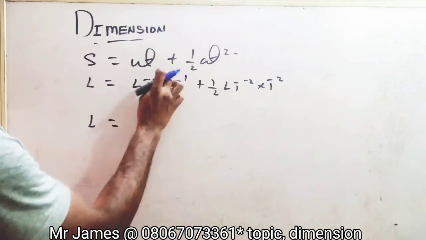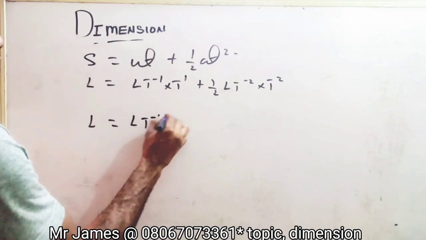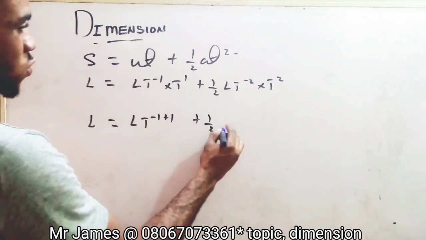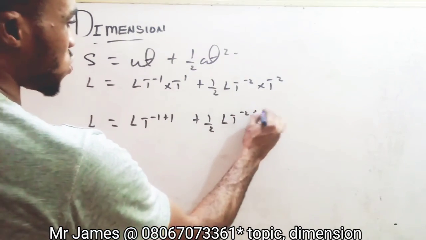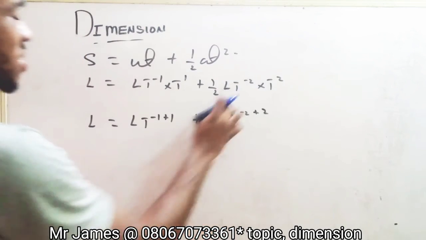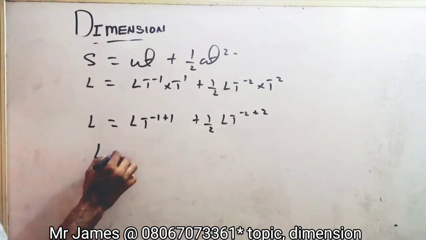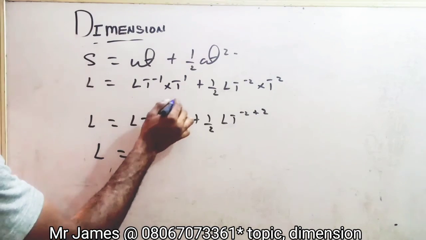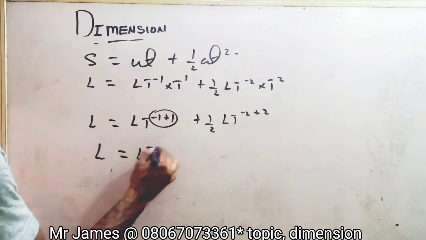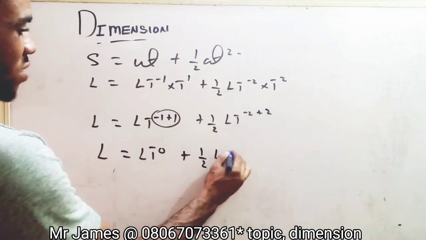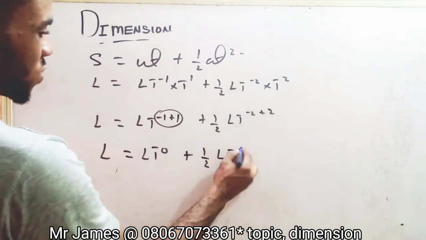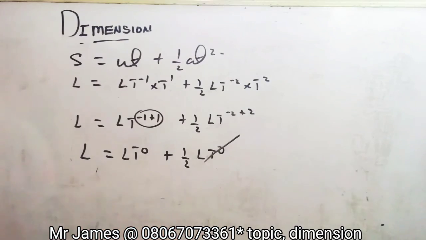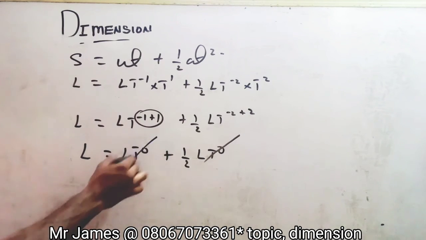This one has power 1. So add them together. I have L t raised to the power minus 1 plus 1, plus 1 over 2, L t raised to the power minus 2. Add the powers again because they have the same base. So I'm going to have L, okay, only the L, t raised to the power minus 1 plus 1 is 0, plus 1 over 2 L t raised to the power minus 2 plus 2 is same 0. And from your laws of indices, anything raised to the power 0 is 1. So this can cancel this.